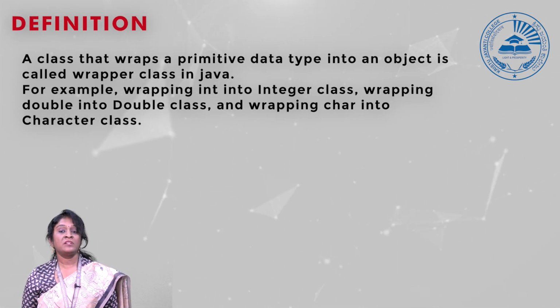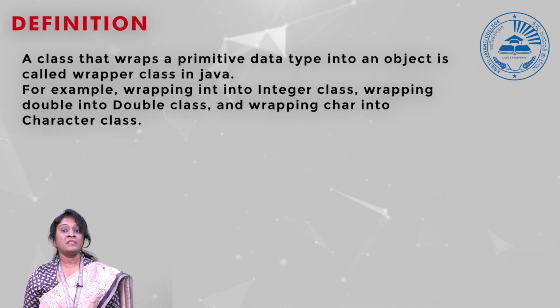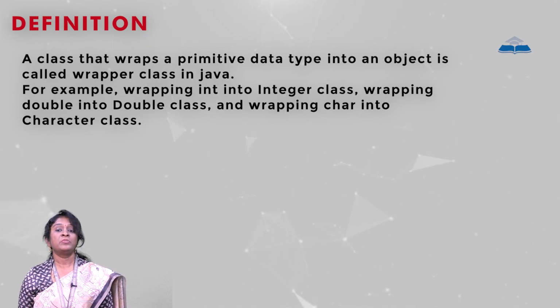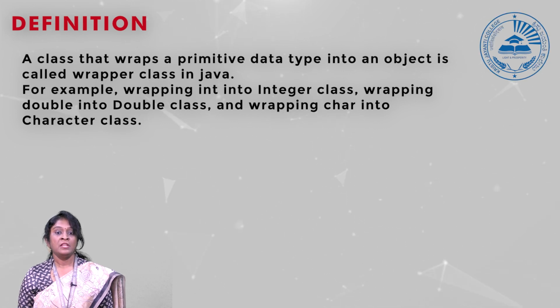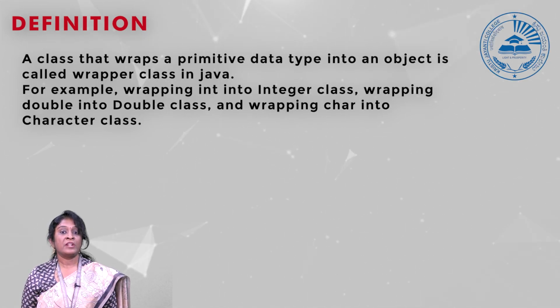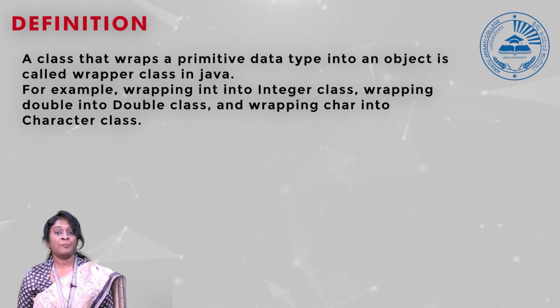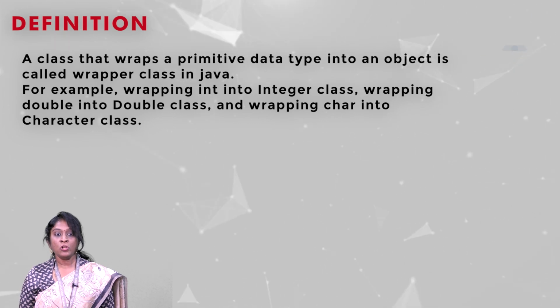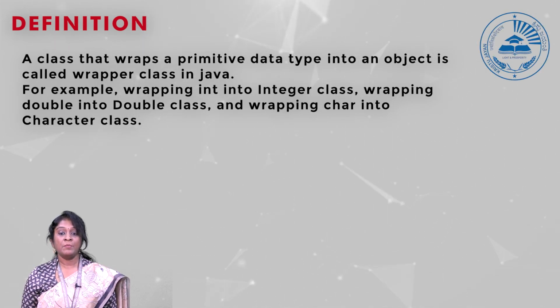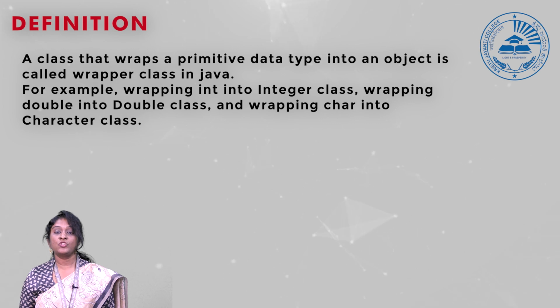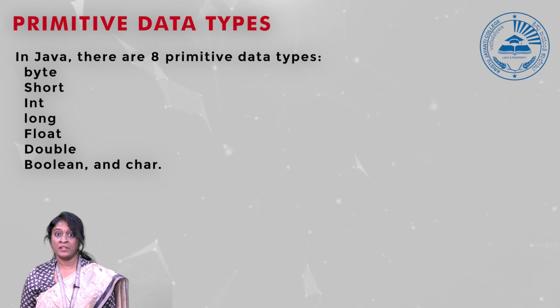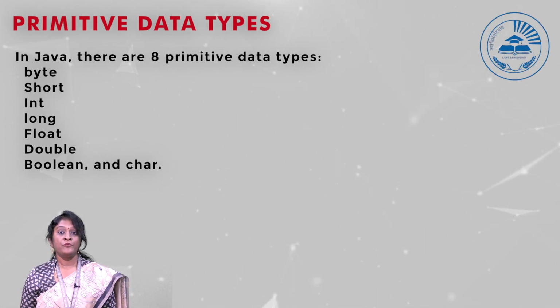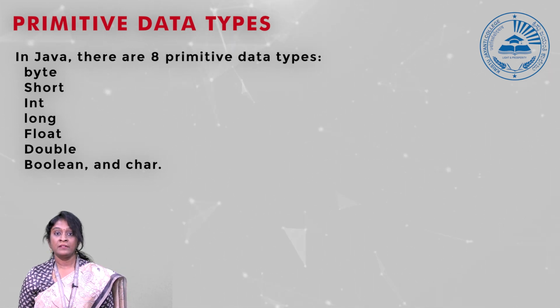Now coming back, what are wrapper classes? A wrapper class is a class that wraps a primitive data type into an object. For example, wrapping int into the Integer class, wrapping double into the Double class, and wrapping char into the Character class. All these come under the primitive data types. How many primitive data types are there? There are 8 types: byte, short, int, long, float, double, boolean and char.